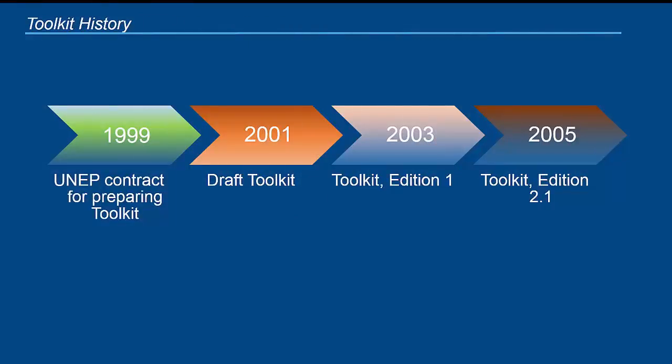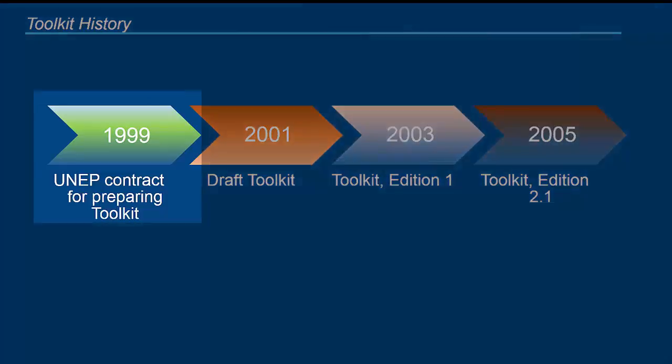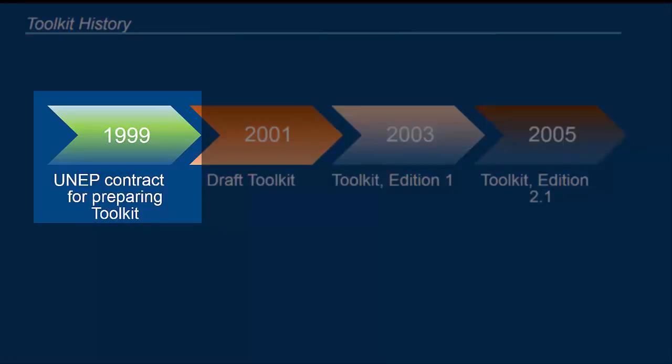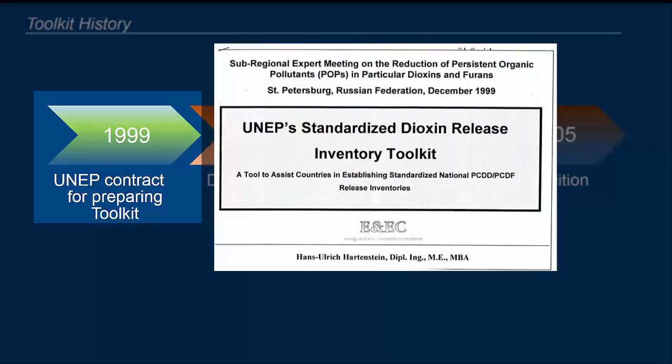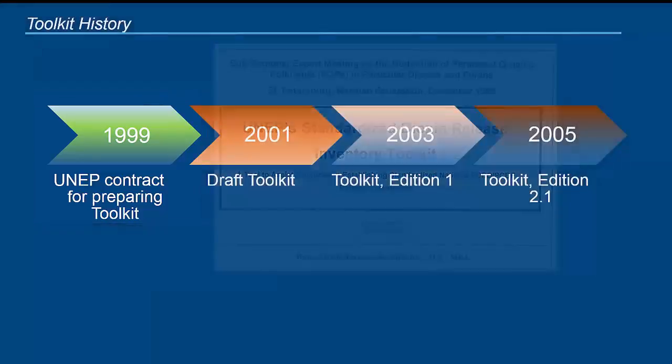The history of the toolkit begins in 1999. That year, UNEP contracted with 3 people to prepare a preliminary draft of the toolkit. Those 3 people were Hans-Ulrich Hartenstein, a specialist in waste incineration and air pollution control, Patrick Dyke, a fuels and energy engineer, and Dr. Heidelore Fiedler, UNEP's dioxin expert.